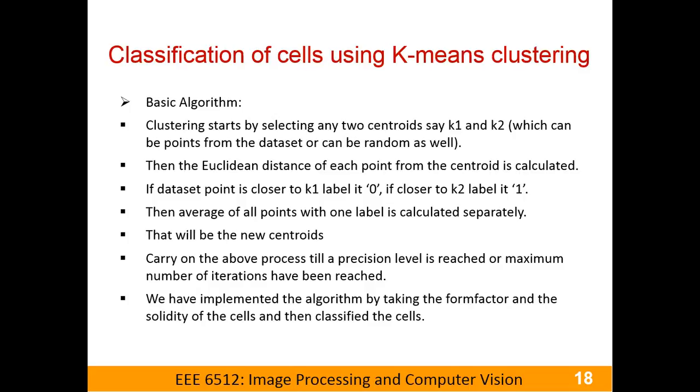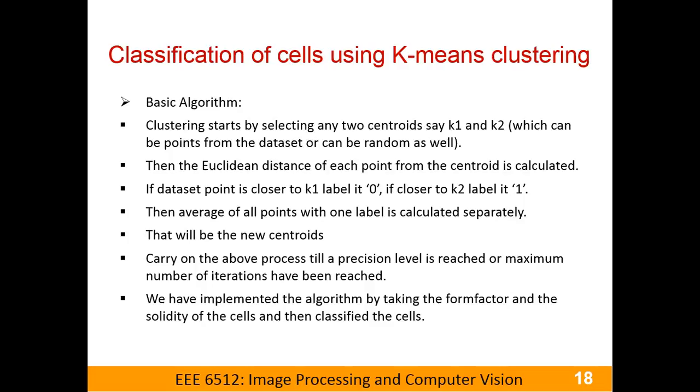I would like to explain the basic algorithm of k-means clustering. It's an iterative clustering method. The clustering starts by selecting any two centroids, K1 and K2, which can be points from the dataset, or it can be random as well. Then the Euclidean distance of each point from the centroid is calculated. If the point is closer to K1, we label it some number, say 0, and if it is closer to K2, we label it 1.